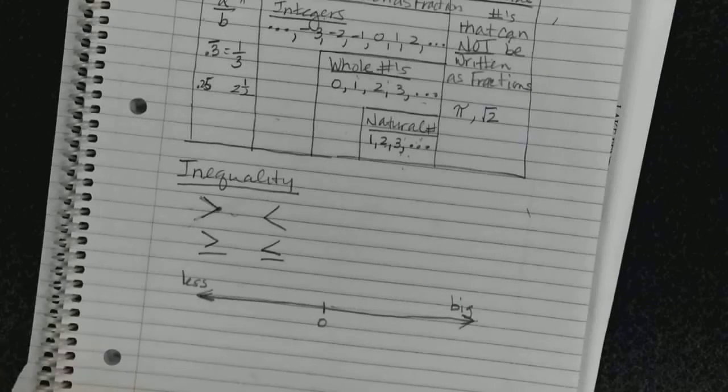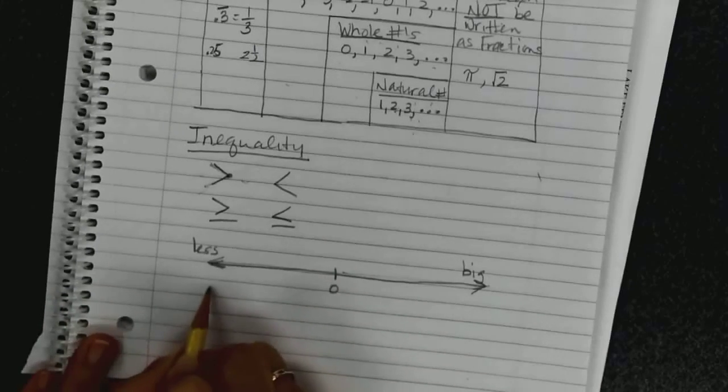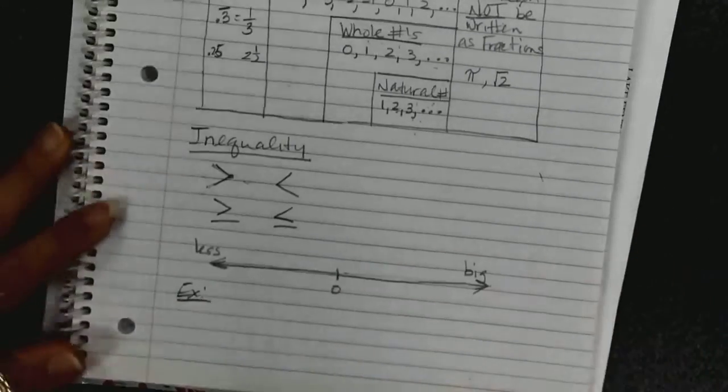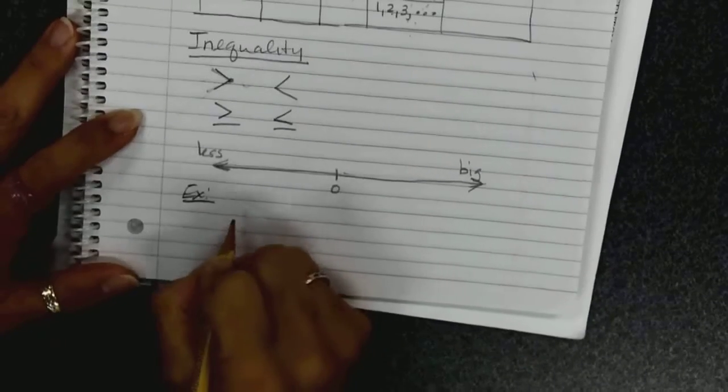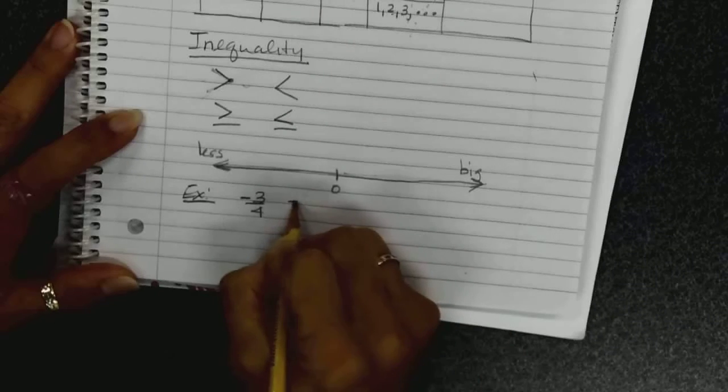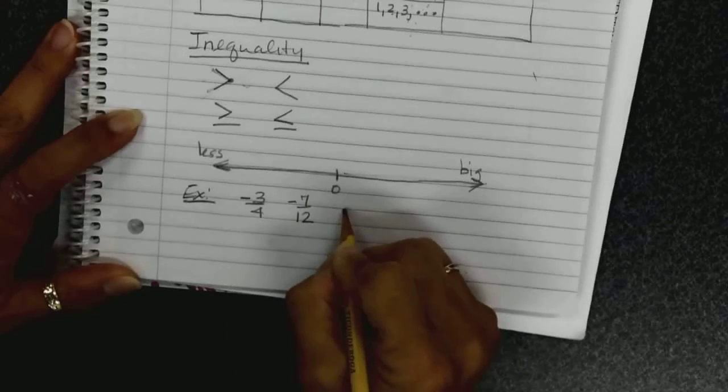All right, let's do this. I wanted you to write from least to greatest. Ready? So you tell me. I have 3/4, -7/12, and -5/8.